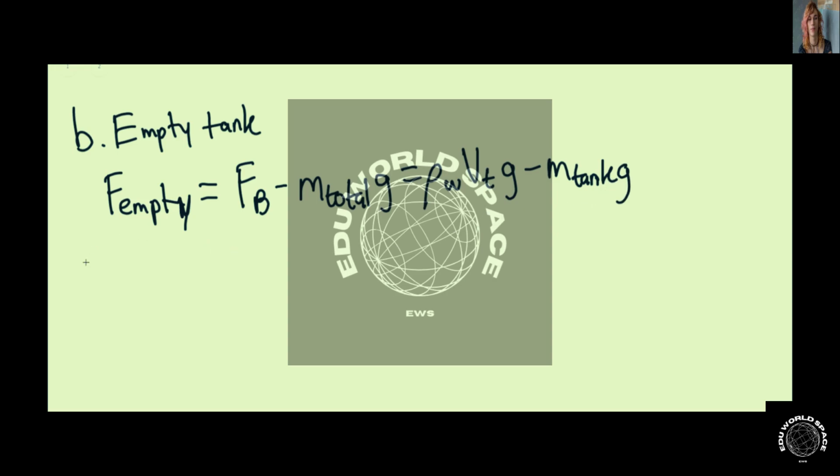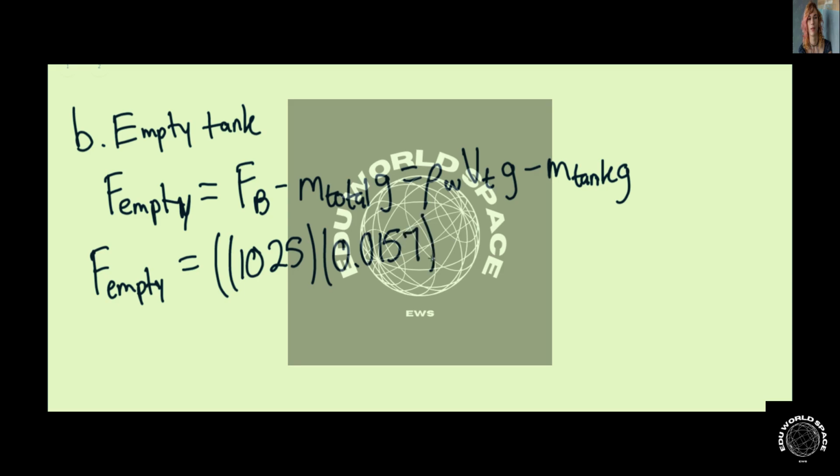So here, the force on the empty tank would be equal to 1,025 kilograms per cubic meter. That is the density of salt water times 0.0157 cubic meters. That is the volume of the tank, minus 14 kilograms. So that would be the mass of the tank, and then times G, so 9.8 meters per second squared.